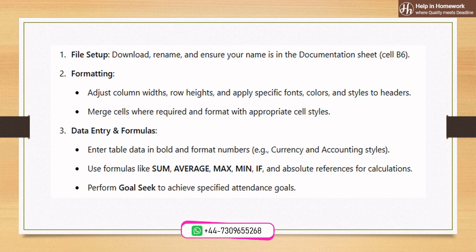Step 3. Data entry and formulas. Enter table data in bold and format numbers, e.g. currency and accounting styles. Use formulas like SUM, AVERAGE, MAX, MIN, IF, and absolute references for calculations. Perform Goal Seek to achieve specified attendance goals.